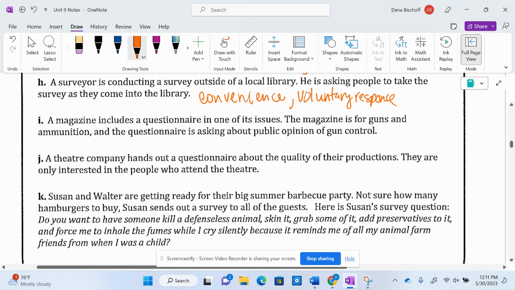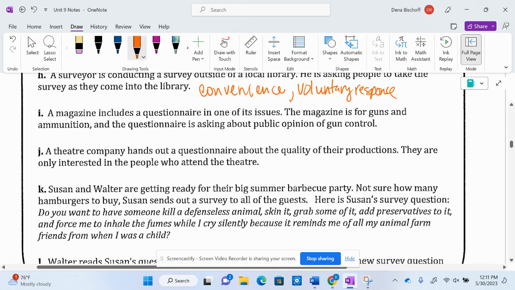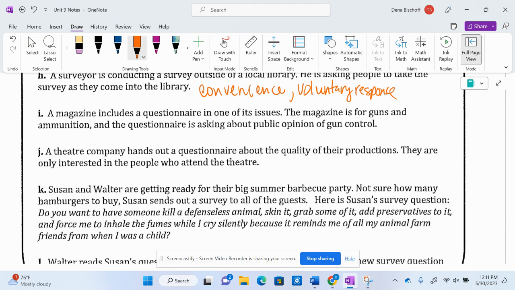A magazine included a questionnaire in one of its issues. The magazine is for guns and ammunition, and it's questioning about public opinion of gun control. What else? Oh, the wording of the question. I would say probably wording. I would say convenience. I would also say voluntary response. I think this could be almost all of them. It's also undercoverage. What about the people who don't get that magazine, right? It's only getting the opinions of the people who buy the magazine.